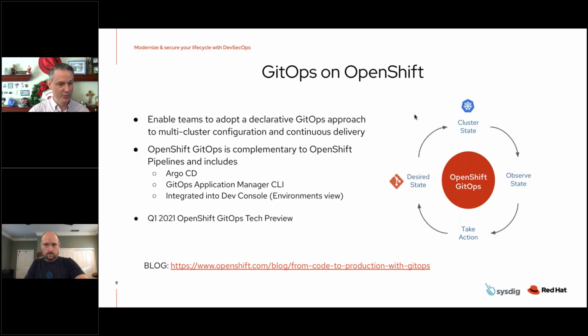So we're adding some improvements to the GitOps application manager, as well as the environments view in the dev console, so you'll be able to get a little bit more details and visibility into the deployments and the history of those deployments as well. And again, this is going to be tech preview in Q1. This is OpenShift GitOps, and then look forward to GA sometime in the middle of next year. All right, so that's GitOps.